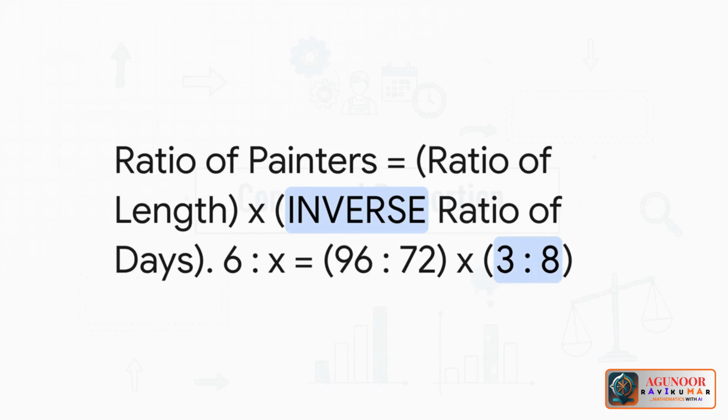And this brings us to the most critical part of the entire method, which happens in step 3. When we build our equation, we start with the ratio of painters, 6 to x. For the direct relationship with the wall length, the ratio stays just as it is, 96 to 72. But for the inverse relationship with the days, we have to invert the ratio. So instead of writing 8 to 3, we flip it to become 3 to 8. This flip is how we mathematically account for that inverse relationship. Getting this one step right is the secret to solving the whole problem correctly.